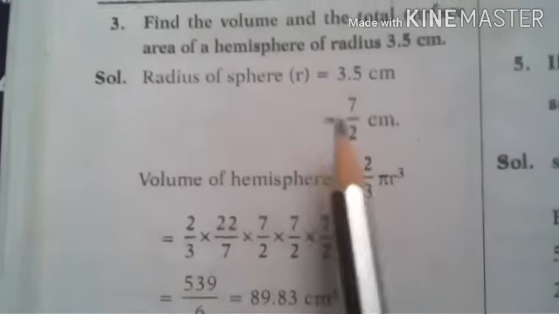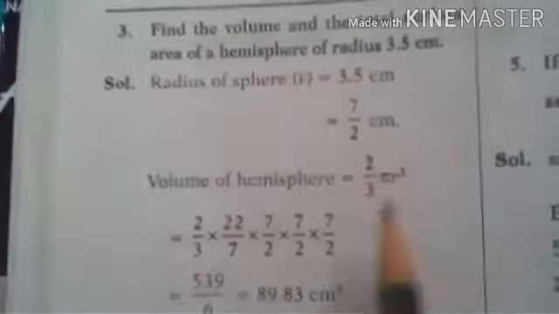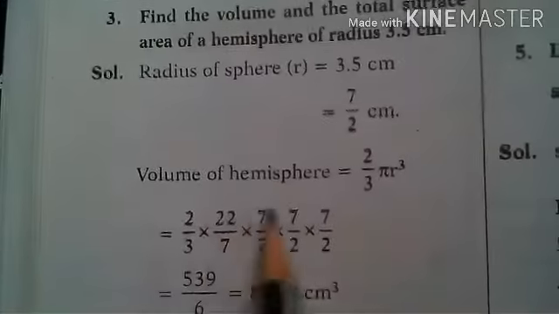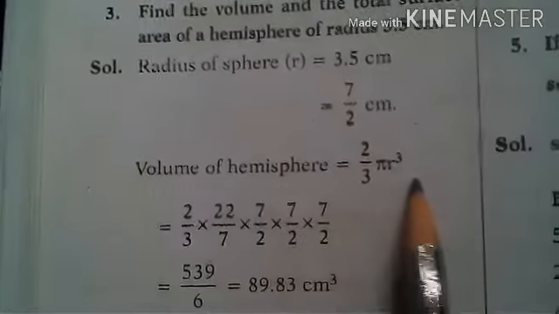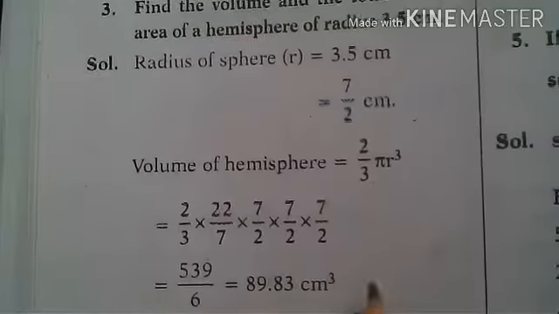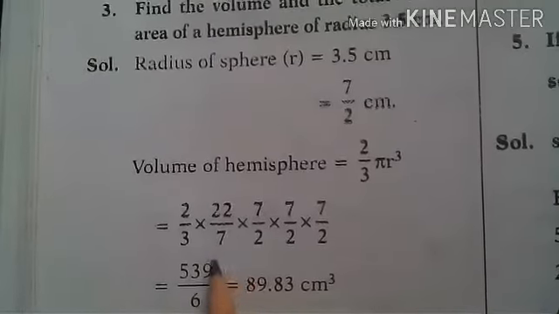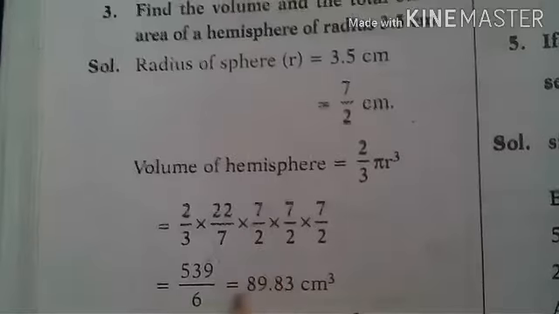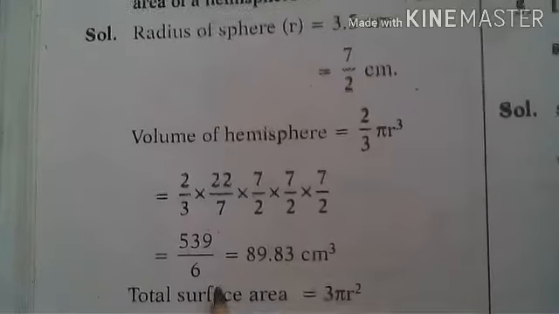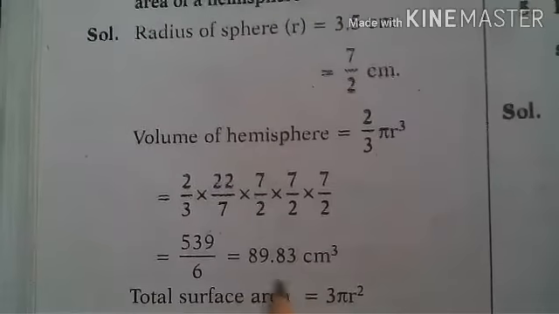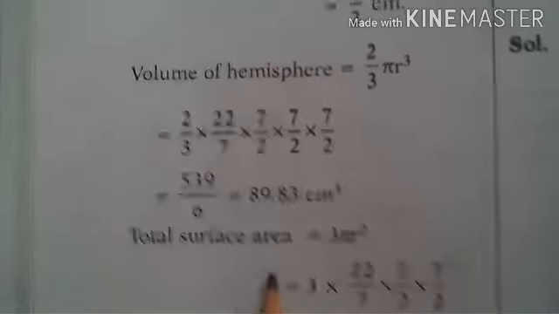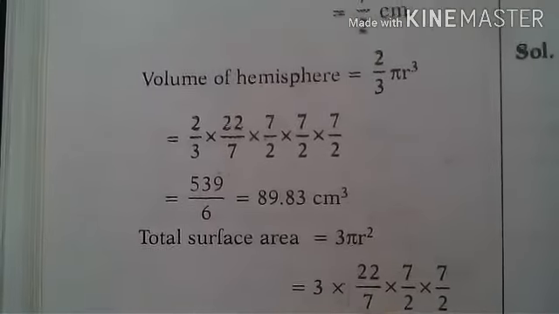Here the radius is given 3.5. So 3.5 can be written as 7 by 2. Volume of hemisphere is equal to 2 by 3 pi r cube. Substituting r as 7 by 2, and pi is equal to 22 by 7. 7 gets cancelled. We'll get 539 by 6, which is 89.83 centimeter cube.